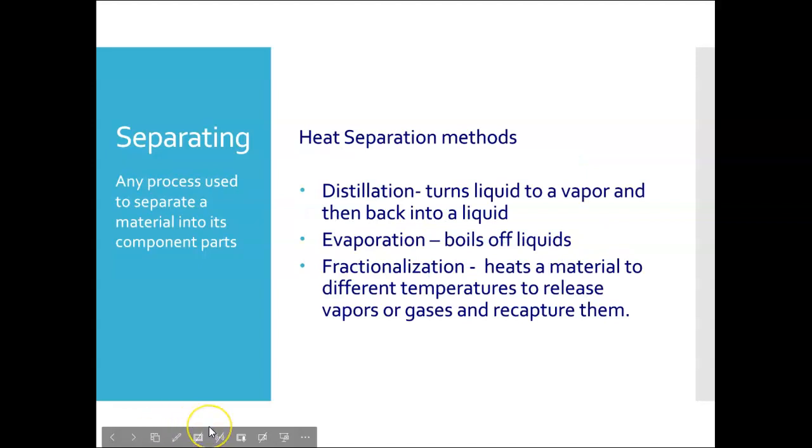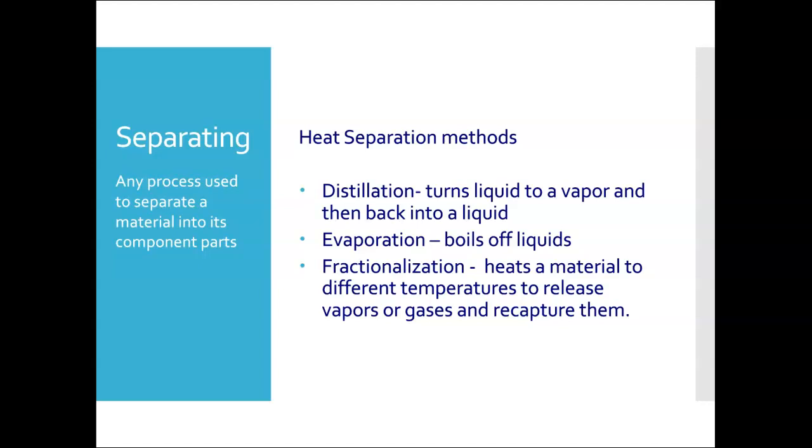We can also use heat for separation. Distillation is a way to turn liquid to vapor and then back into liquid. When it's in vapor form, we pull different materials and different compounds out of that. We can also let evaporation take its course, or we can cause evaporation to be faster by boiling off that liquid, so that we're only left with the solid once all the water has been boiled off.